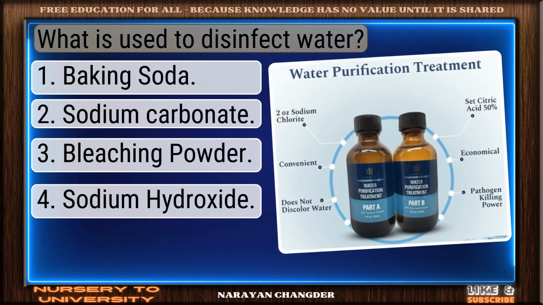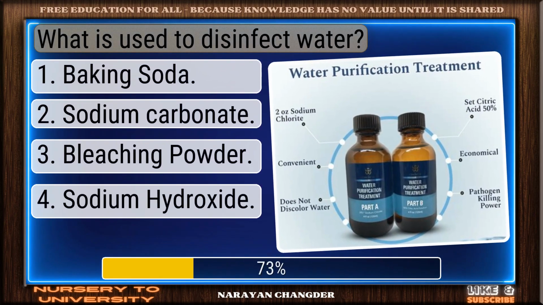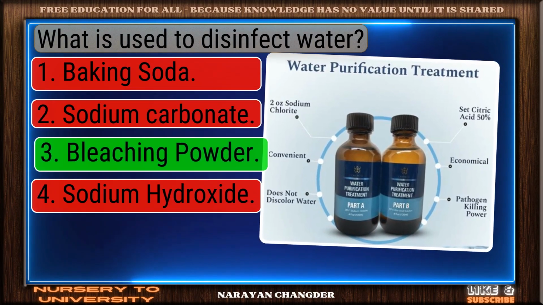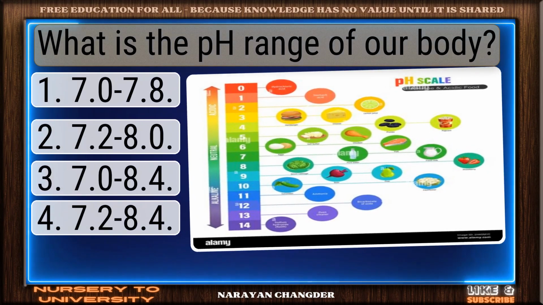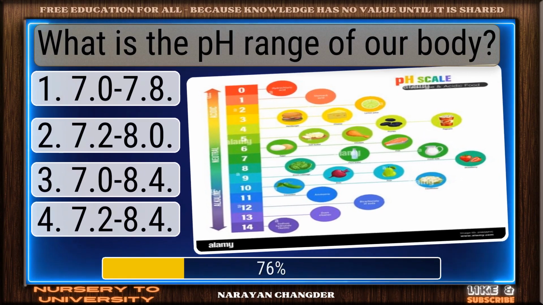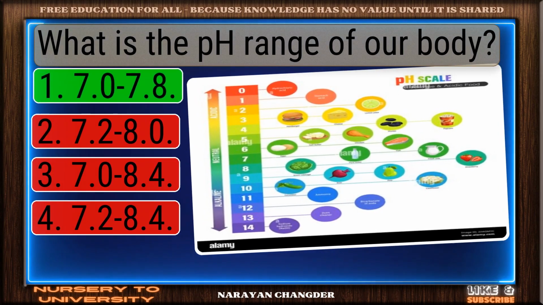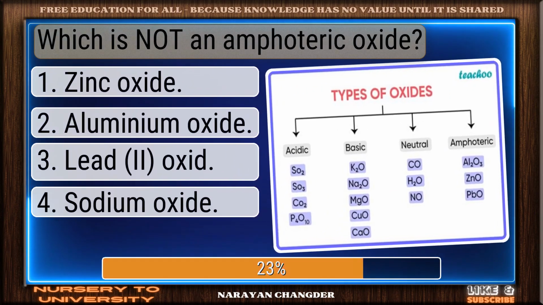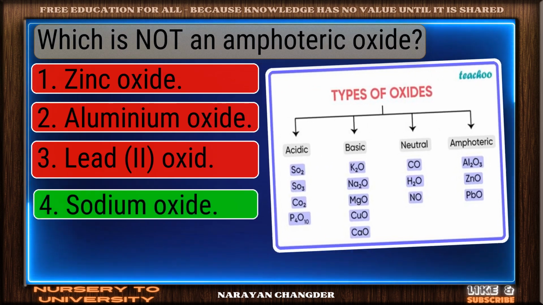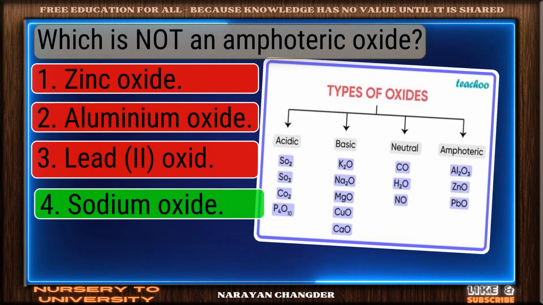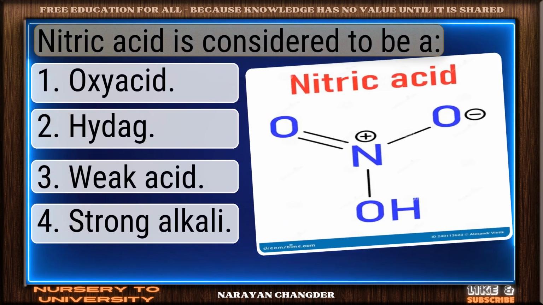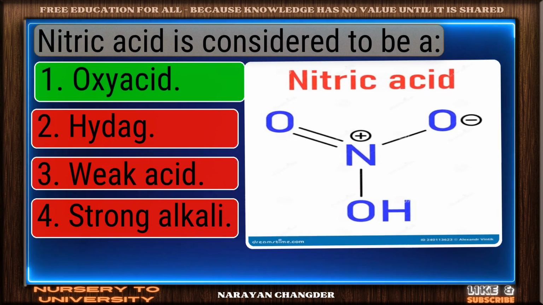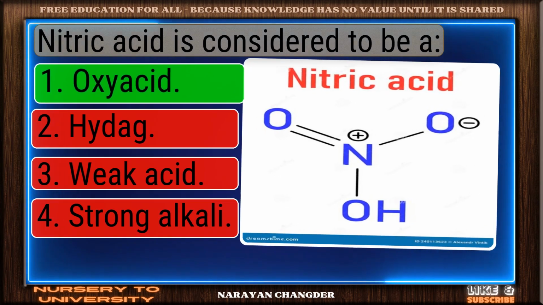What is used to disinfect water? Right choice. Bleaching powder is best. What is the pH range of our body? Correct response. 7.0 to 7.8 is accurate. Which is not an amphoteric oxide? Great thinking. Sodium oxide is right. Nitric acid is considered to be a... Perfect. Oxyacid is the one.